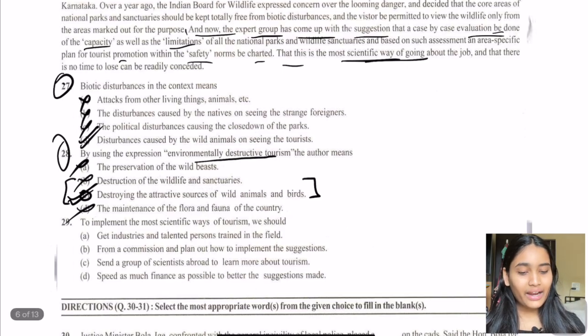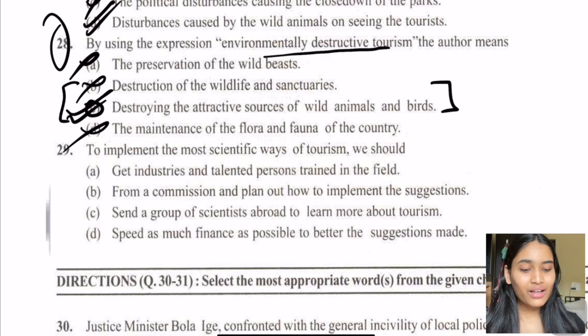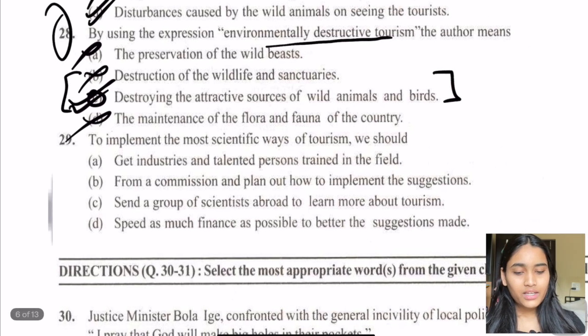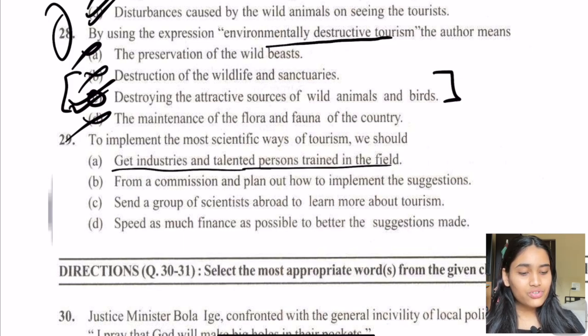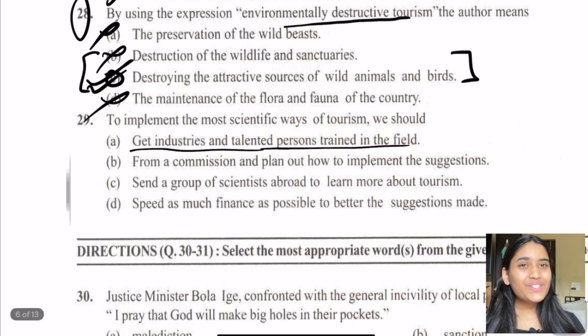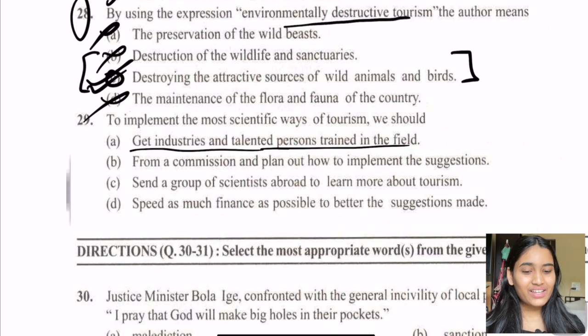So that is basically the scientific way of tourism. So let's read the options for question number 29. A, get industries and talented persons trained in the field. There was no mention of industries in that area, so this is not relevant over here.